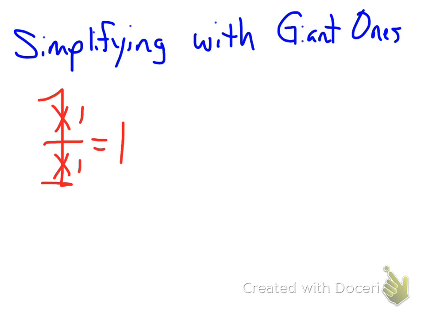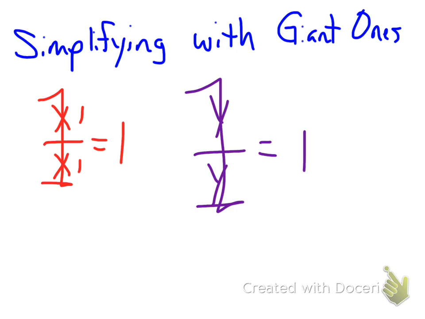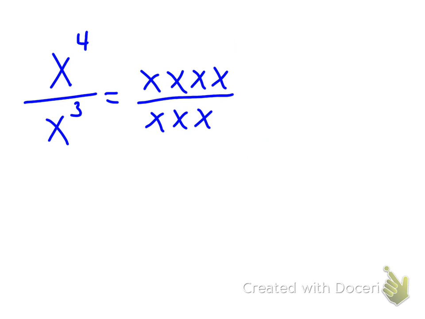Same thing with y divided by y. That also makes a giant 1, so this equals 1. So how does this help us with some of these other problems? So let's take a look at the next set here.